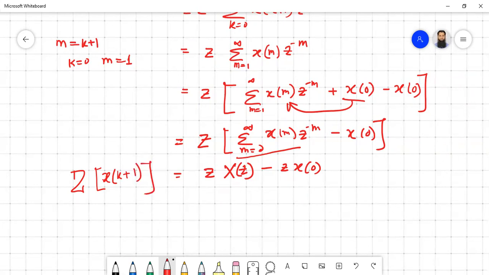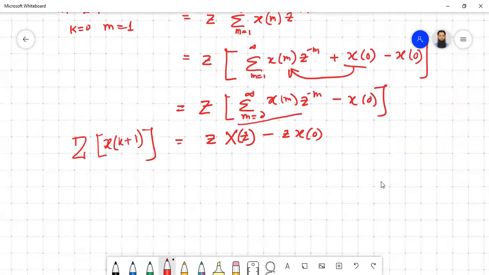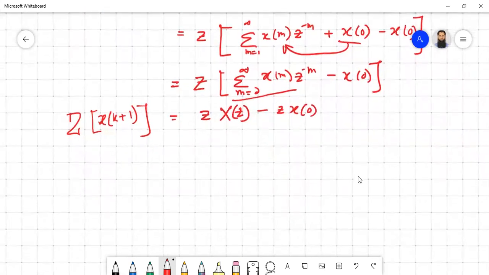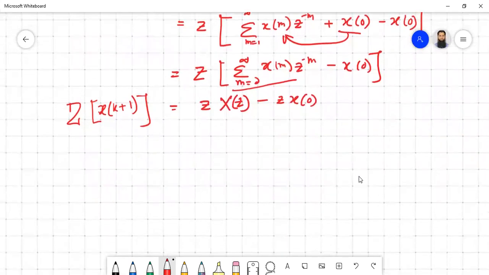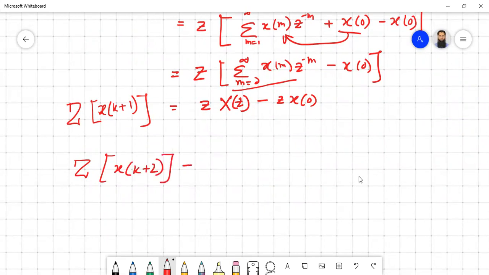Now k plus 2 also you can see for a better understanding. So I'm leaving it to you, that is the z transformation of x(k+2). It's your task, try to do that and find out all other parameters that you should be including here.